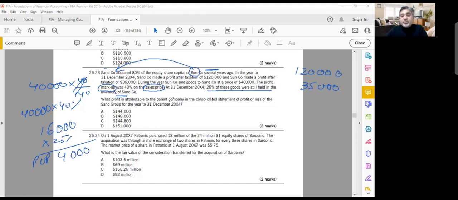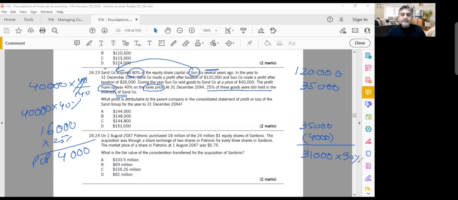What profit is attributable to the parent company in the consolidated statement of profit and loss for the Sun group? Now, this is 35,000, their total profit. I cannot take 80% of 35,000 because this 35,000 includes the unrealized profit. So first I subtract the unrealized profit, which is 4,000, which makes 31,000. And then 31,000 is the total profit, out of which 80% belongs to the parent.